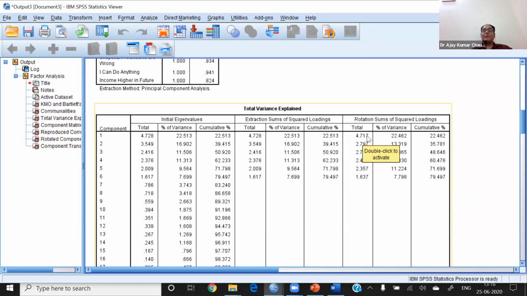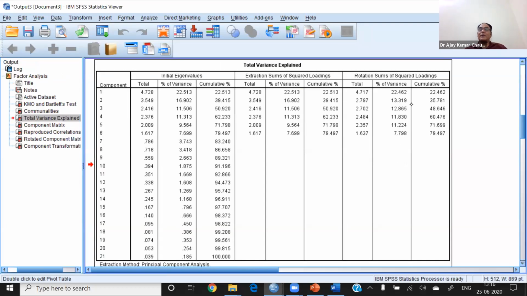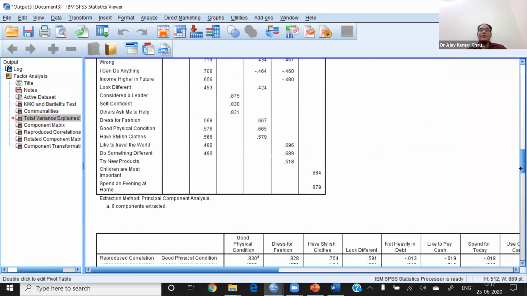And the first eigenvalue is very high, 4.717. So therefore, this component is my principal component. Principal component means you will get the components in descending order of eigenvalue, and the first component carries the higher weight. The first component explains 22.462% of the variance in the data. So the first factor is the prominent factor, explaining 22% of the variance. The second factor explains 13.3% of the variance. Third factor 12%. Fourth factor 11%. Like this. And in total they explain 79%, which is quite good. So let's move to the next component.